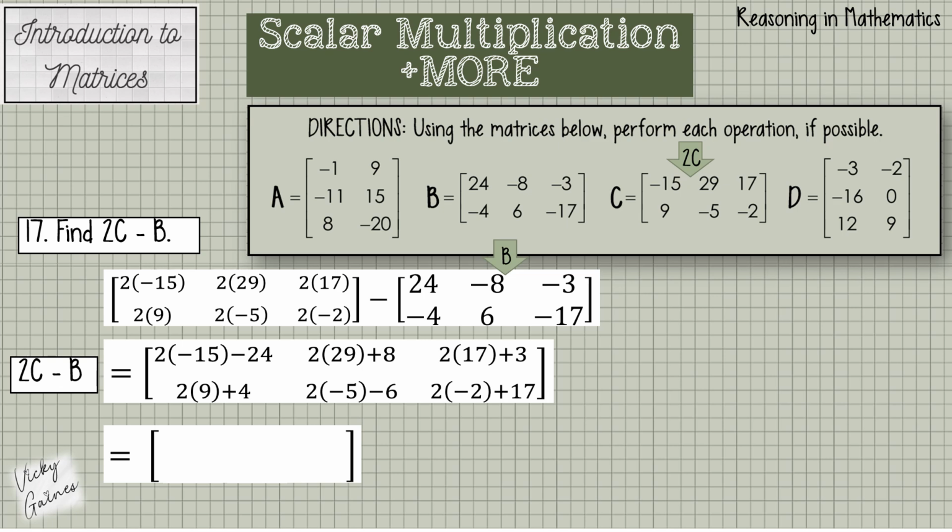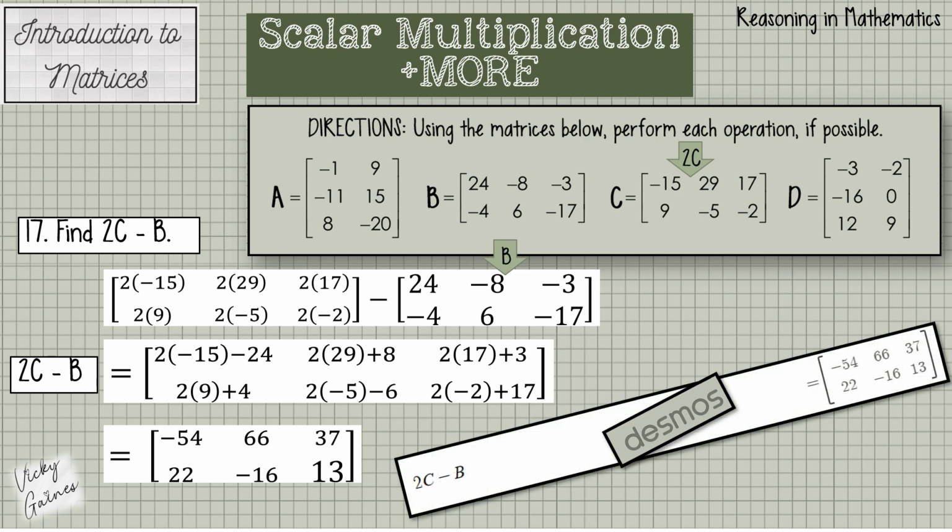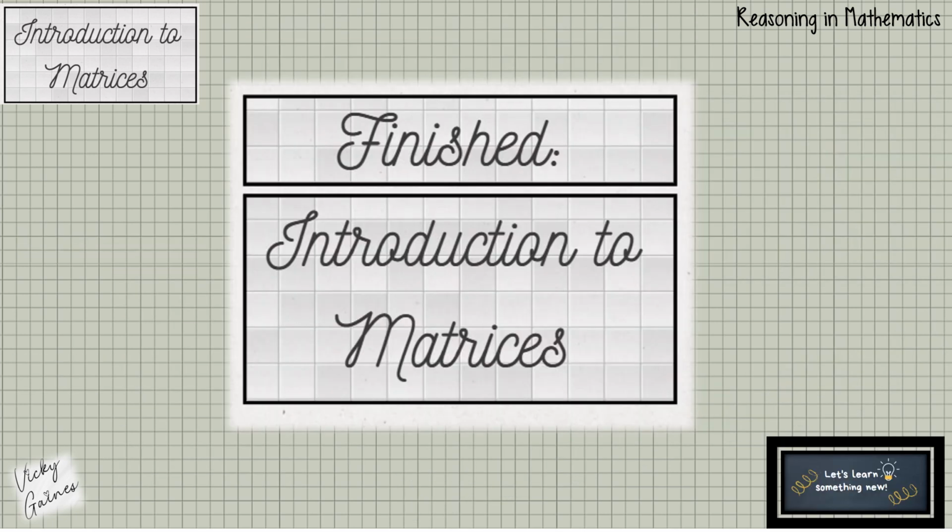Okay, let's do our calculations for each one. And you'll get a negative 54, a 66, 37, 22, negative 16, and 13. Put it into Desmos.com or go to Desmos.com, the matrix calculator. You can just type in 2C minus B and we get all of our answers. And notice they are the same as when we calculated them. Hooray! We are now finished with Introduction of Matrices.